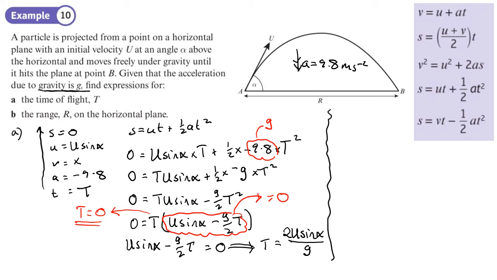Just give ourselves a bit of space. In part B, the range on the horizontal plane. So the range is going to be the horizontal distance from the point of projection to the time it lands on the ground. So remember, we're using speed, distance and time because the velocity is constant. So the range is basically like the distance, isn't it? So what's that going to be? That's going to be the speed times the time.